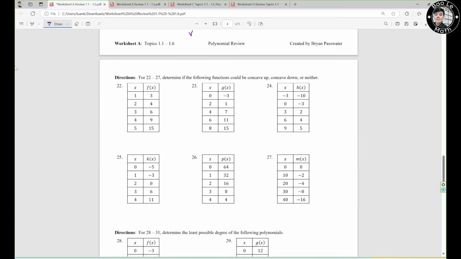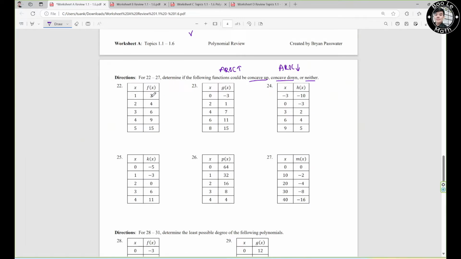Number 22 to number 27, determine if the following functions could be concave up, concave down, or neither. In order to do this one, we need to calculate the average rate of change. If the average rate of change is increasing, the function is concave up. If average rate of change is decreasing, the function is concave down. And if average rate of change is both increasing and decreasing, the function is neither.